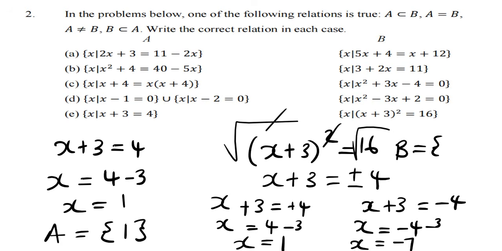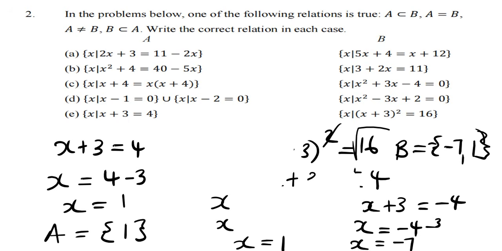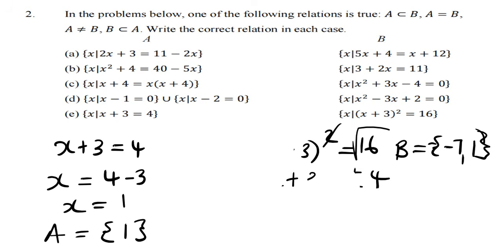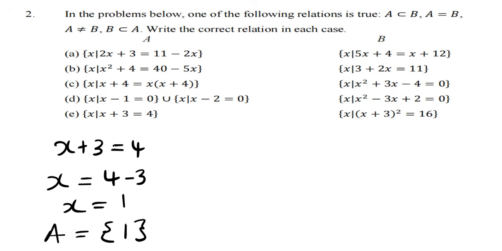However, I'm going to start with the smallest one, which is negative 7. So negative 7 and 1. Okay, those are the values of b. Now, if we're going to compare a and b, what is our conclusion? So we're saying b is equal to negative 7 and 1. So what is the conclusion?